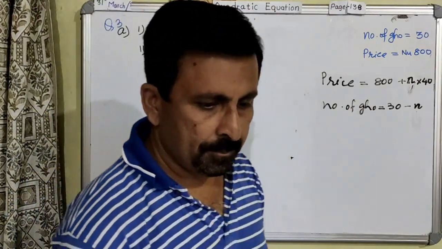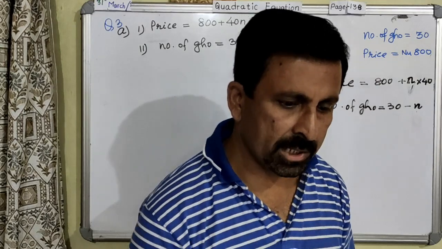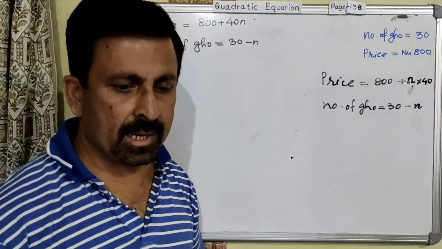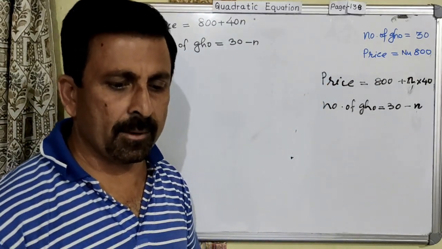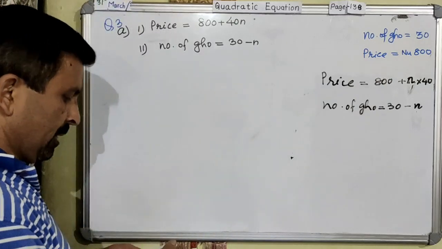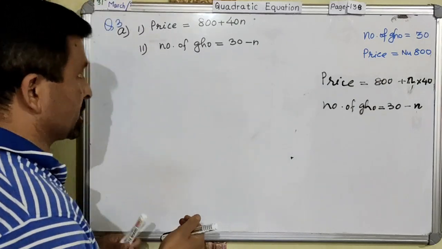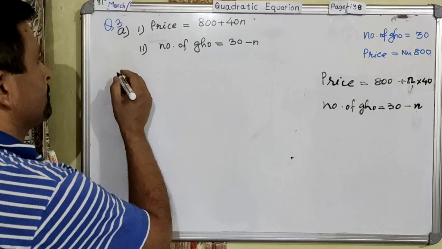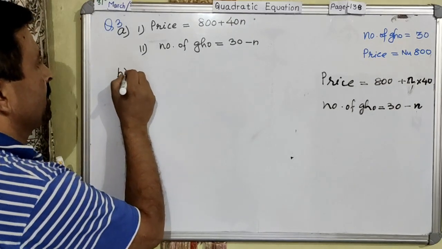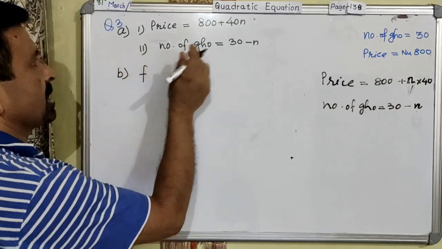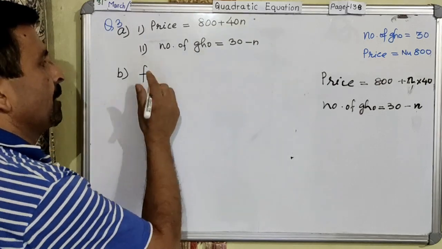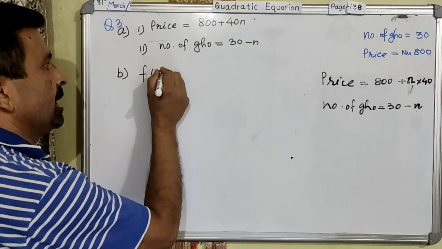So in the part C, we are asked to write a function to represent the expected weekly sale as a function of the number of price increases of Newton 40. So we are going to write the function. This is your part B. Now the variable you have is in terms of n, therefore the function also will be written in terms of n.